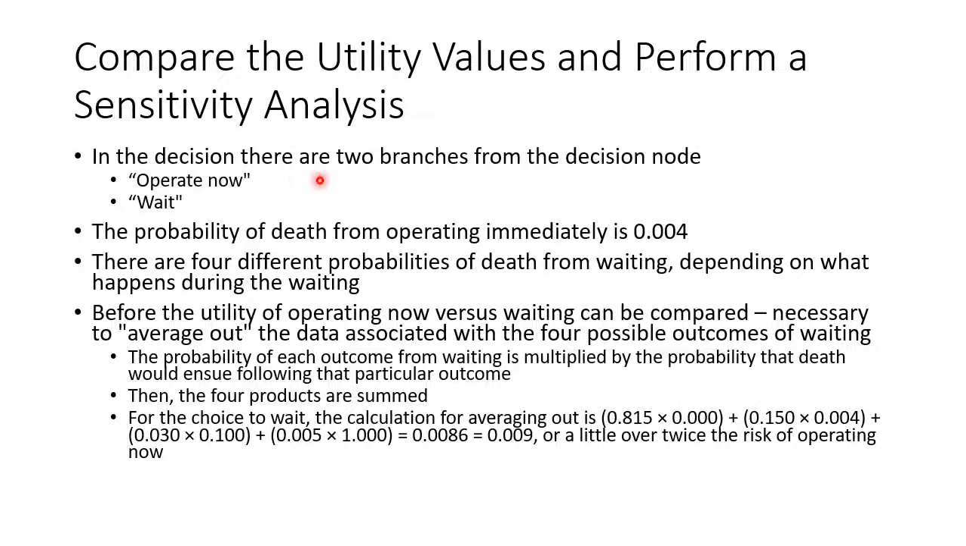Okay, so again, in the decision tree here, we had either operate now or wait. We looked at the probability of death from operating being 0.4%, a very low probability of that actually happening. When we factor in the weights of all the different outcomes from the decision node and combine all that together, you get this value of 0.009. So the risk of death overall from waiting was a little over twice what it would be when you go to surgery.